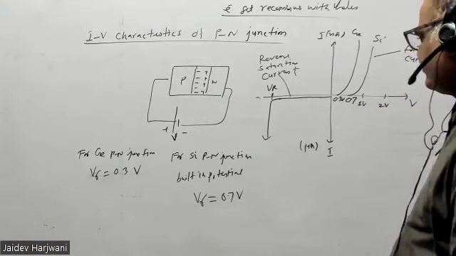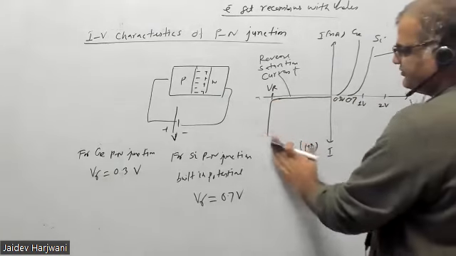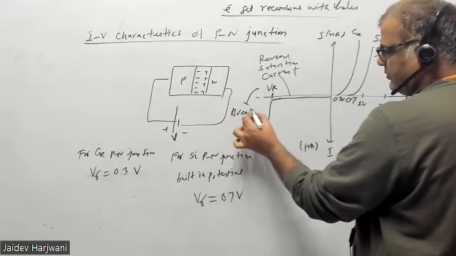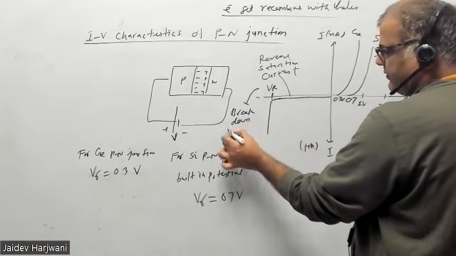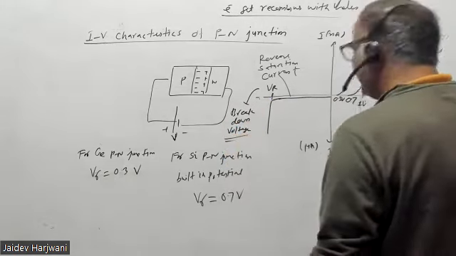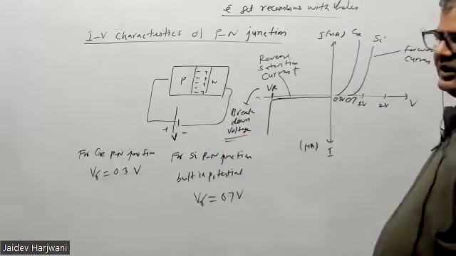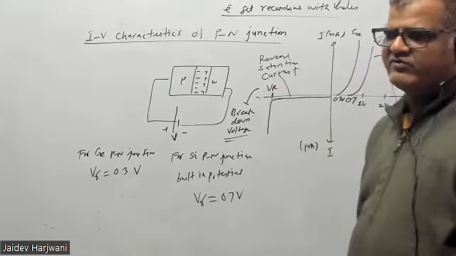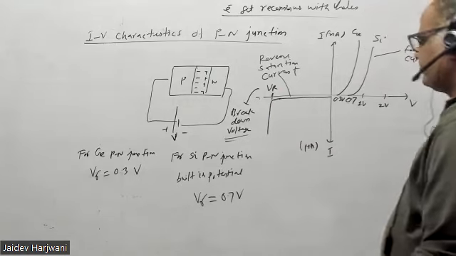So we have to avoid this breakdown voltage. This is the breakdown voltage. Whenever I say in a circuit that I'm applying voltage in reverse bias, you have to assume that it is less than the breakdown voltage. It is always less than the breakdown voltage.